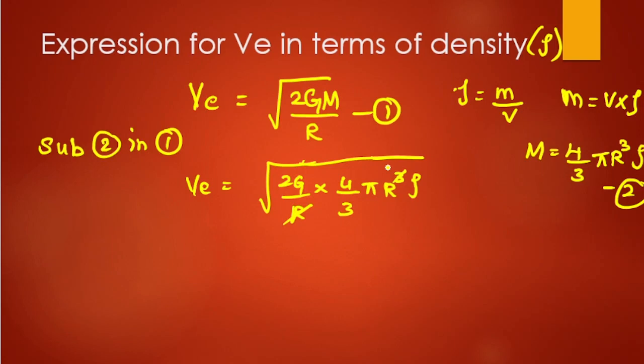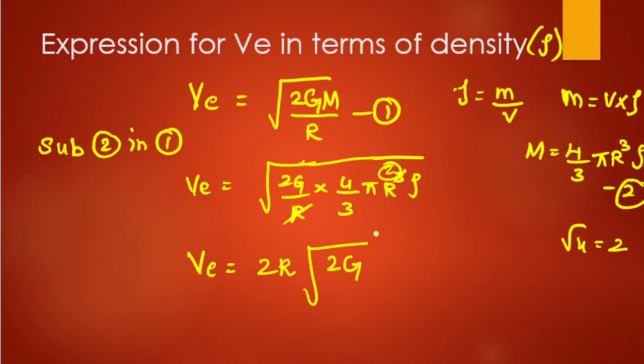So under the square root, all are in multiplication. The square root of 4 is equal to 2, and r square can be written as r. So your VE will be equal to 2r, because the square root of 4 is 2, I took that outside, and r square is r, I took that outside. Now under the square root, 2G pi rho by 3 is there. So this is my escape velocity. I have expressed it in terms of density. Clear? Hope you got it.